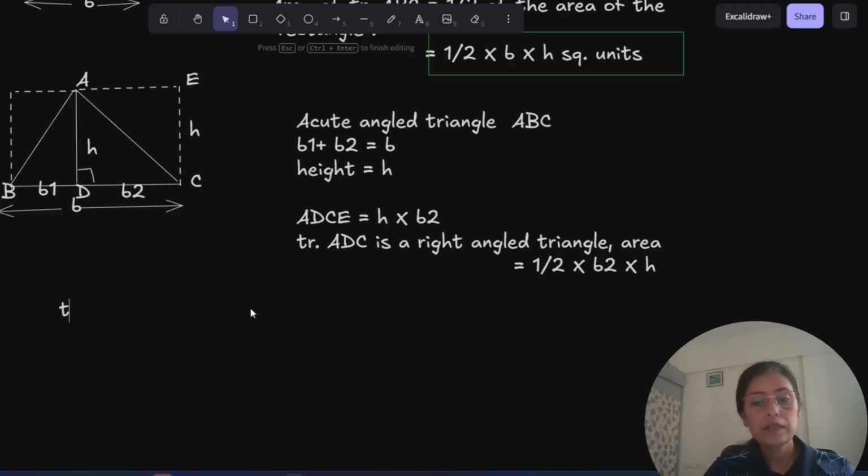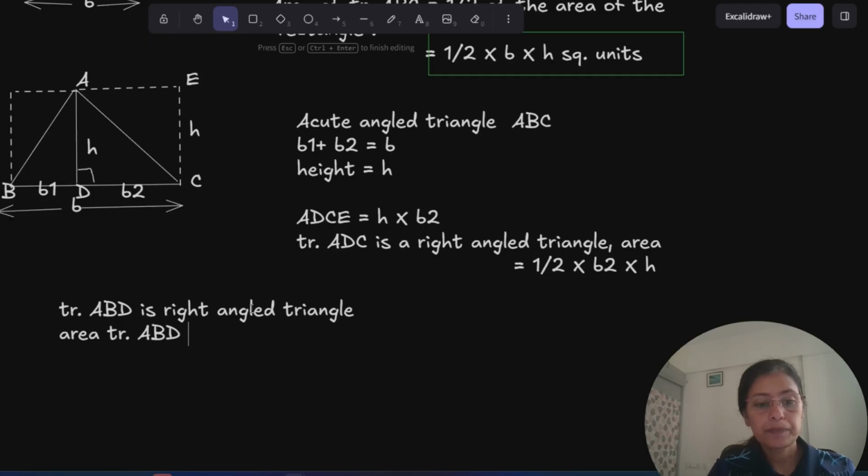We see here a triangle, triangle ABD is a right angle triangle, and we just figured out the area of a right angle triangle is, what is it? It's half of base into height. So this will be 1 by 2 into B1 into H.